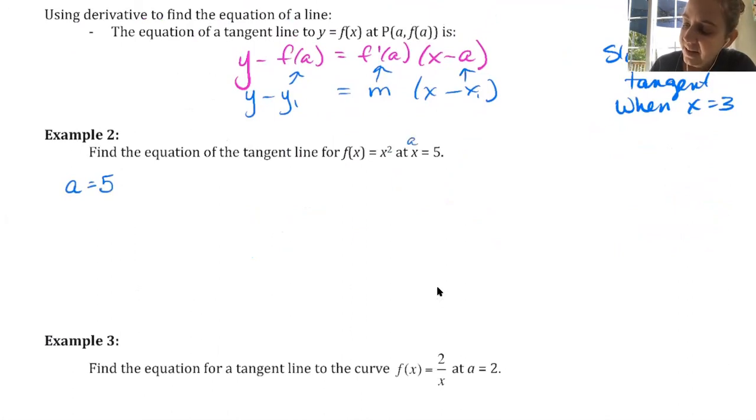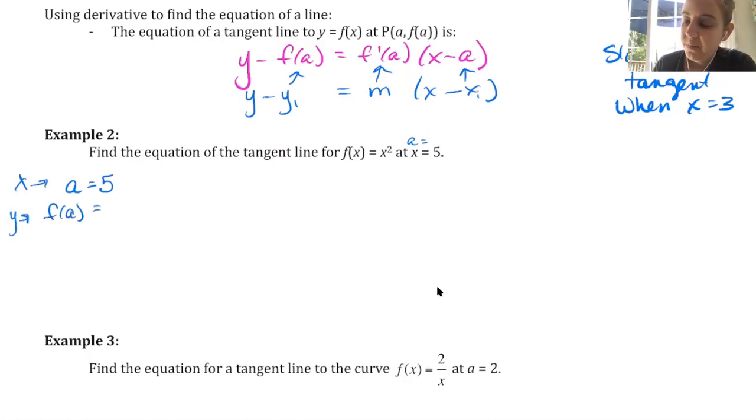They use x and a interchangeably. A is an x that's given to you. X means the variable, it's unknown. F of a is really just your y value. So they didn't tell me what that was right away, but how would I find it?